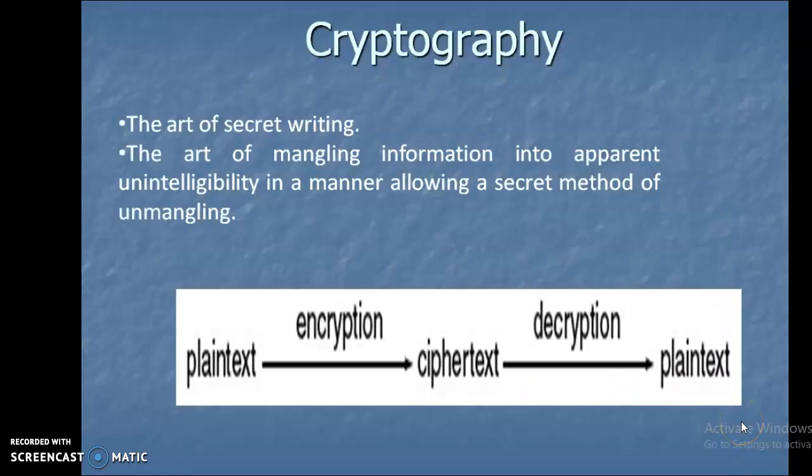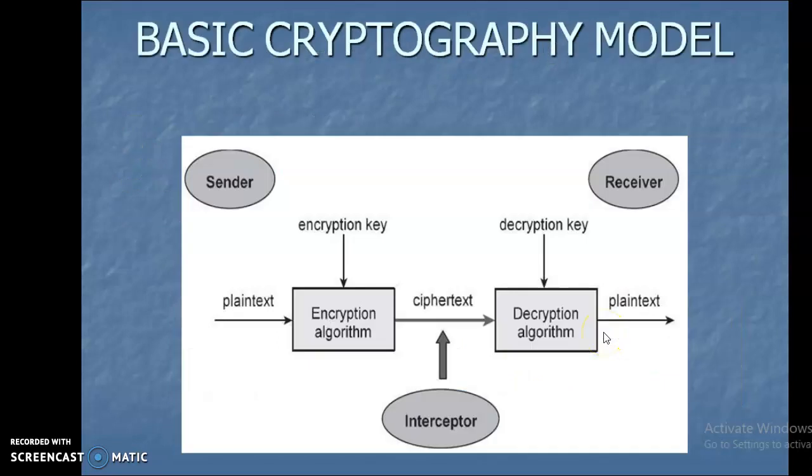This is the fabrication. Now cryptography is the art of secret writing, the art of mangling information into apparent unintelligibility in a manner allowing a secret method of unmangling. So what is encryption? Conversion from plain text to ciphertext, and from ciphertext to plain text back is known as decryption. Basic cryptography model: we have plain text and an encryption key, an encryption algorithm which gives you ciphertext, and a decryption algorithm and decryption key gives you plain text. In between we have an interceptor.